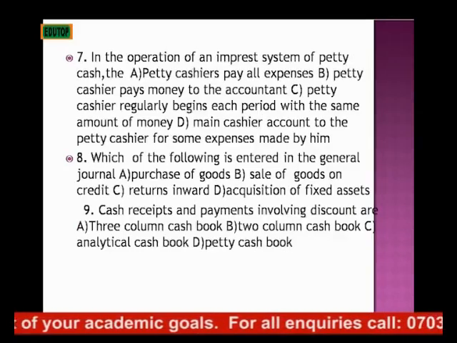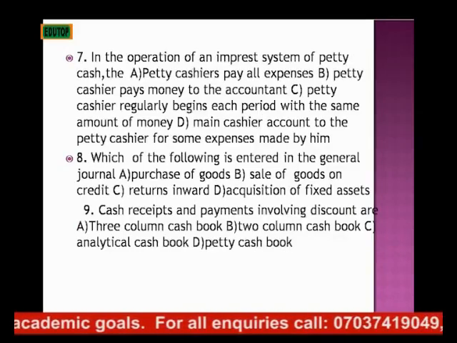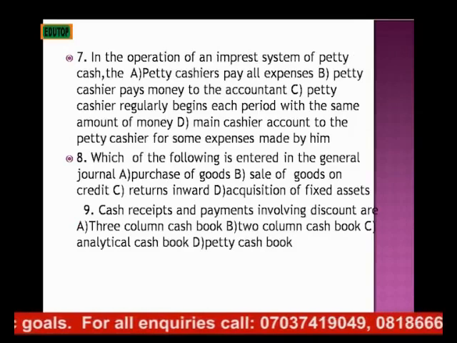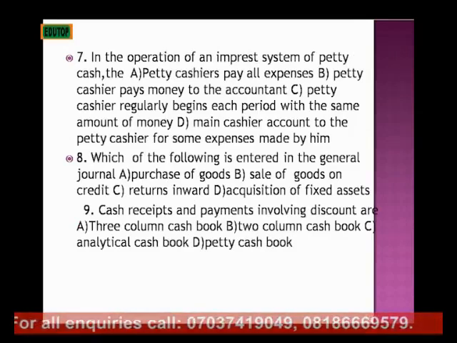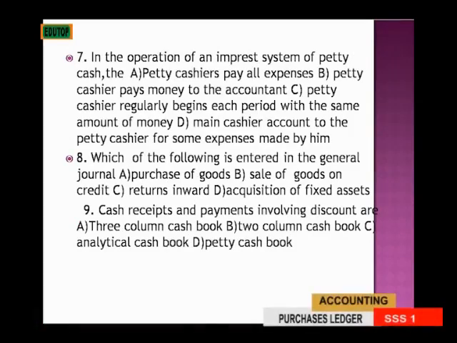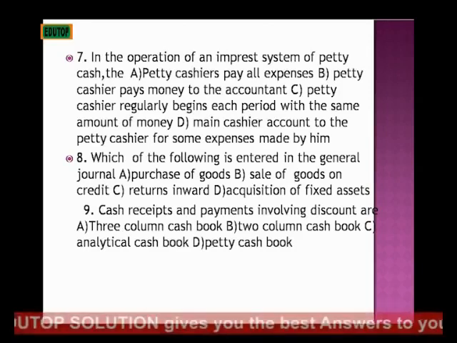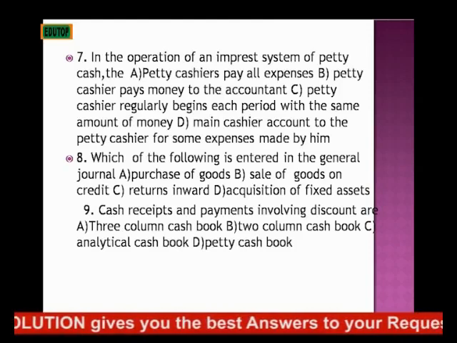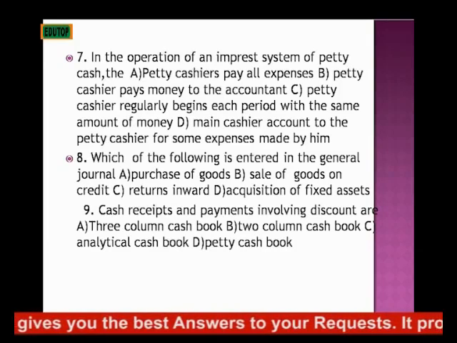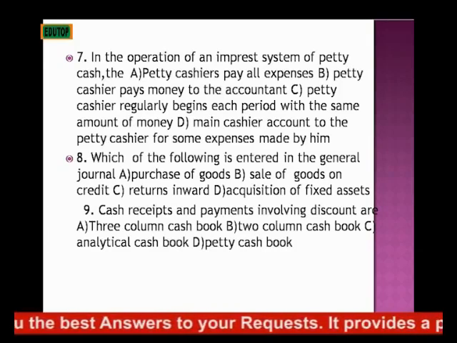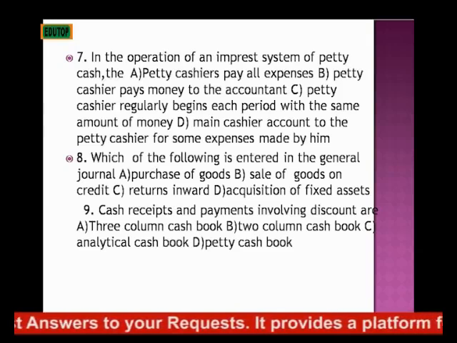Then the 7th question says in the operation of an imprest system of petty cash, A, the petty cash pays all expenses, B, the petty cashier pays money to the accountant, C, the petty cashier begins each period with the same amount of money, D, the cashier reimburses the petty cashier for some expenses made by him.